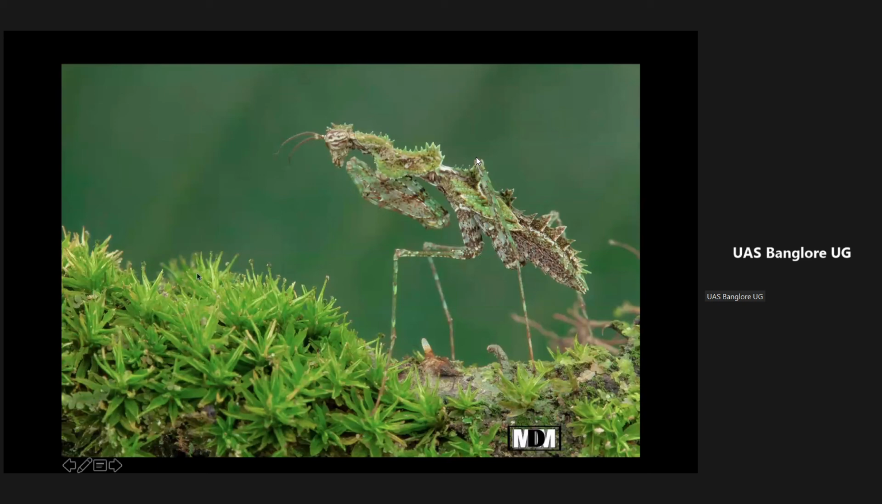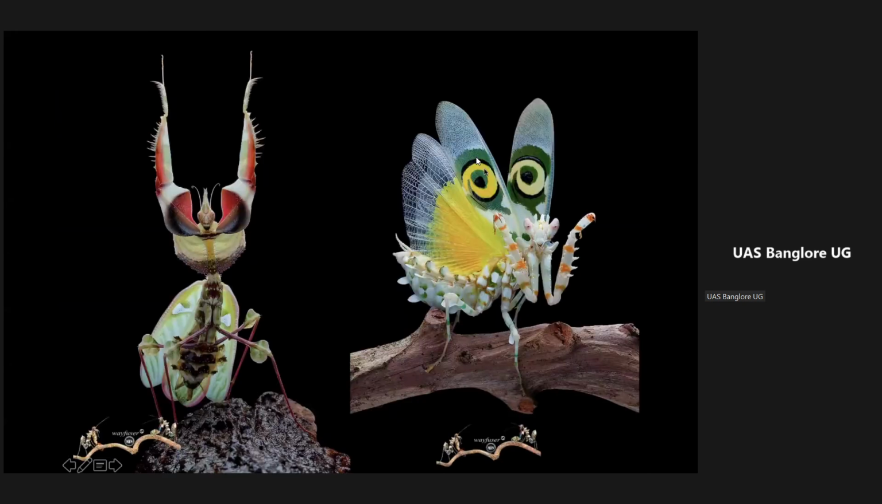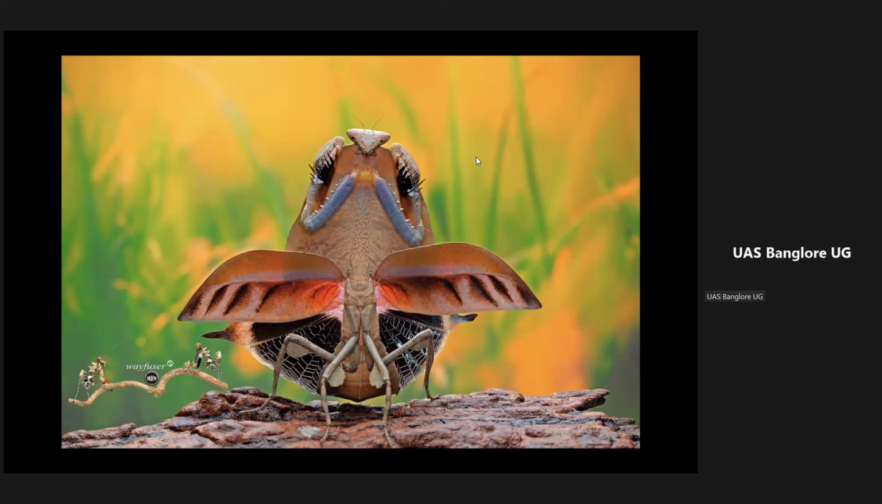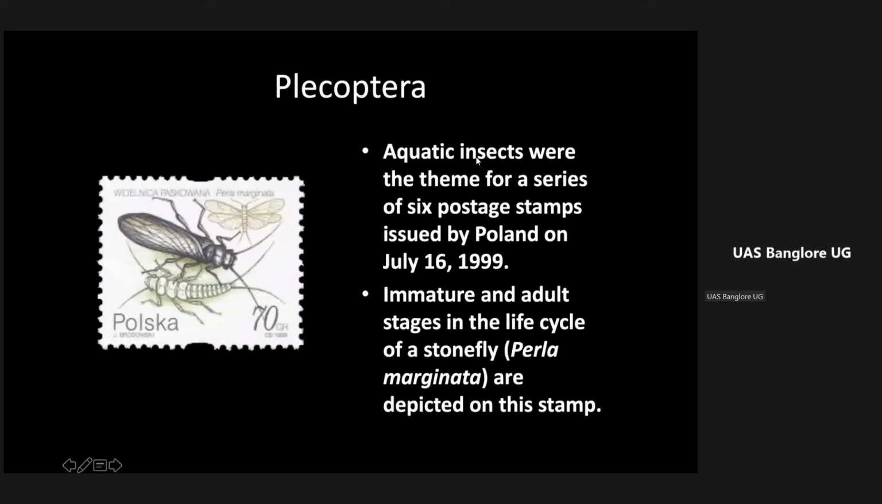The moss mantis looks very much like sphagnum moss. The flower mantis looks like a flower. Look at that. The orchid mantis looks very similar to an orchid. They have very interesting markings on their wings to scare away other predators. So if something comes too near to them, they can scare it away. So that is how they are.